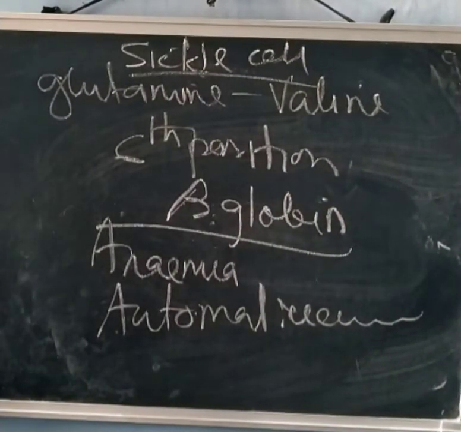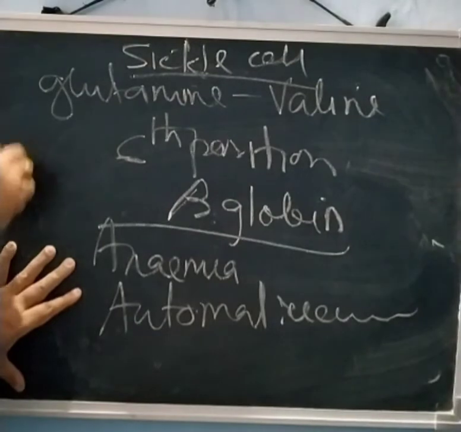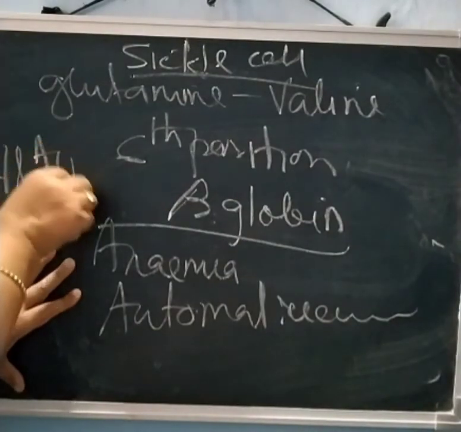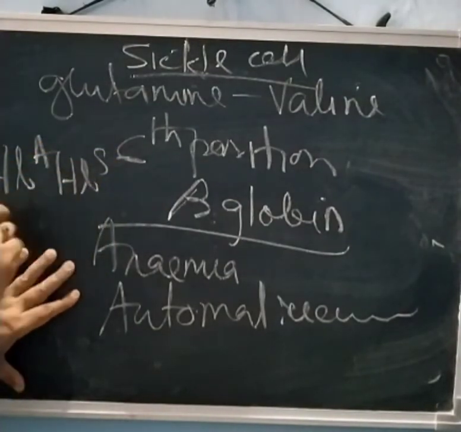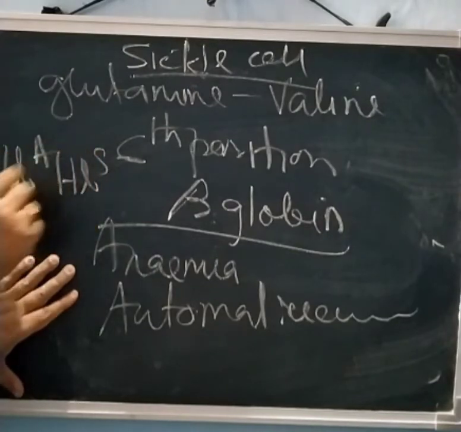It is an autosomal linked recessive trait transmitted from parents to offspring. Parents are the carriers for this gene, and the disease is controlled by a single pair of alleles, HBA and HBS. So here, what are the alleles like? HBA, HBS. This is a carrier. One is normal and one is the sickle cell.